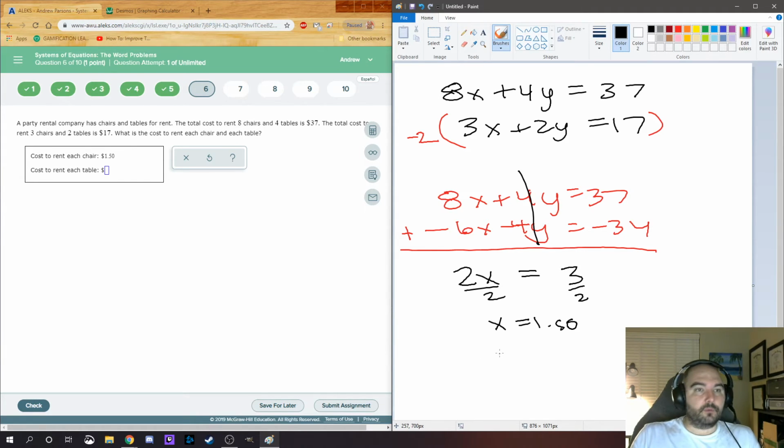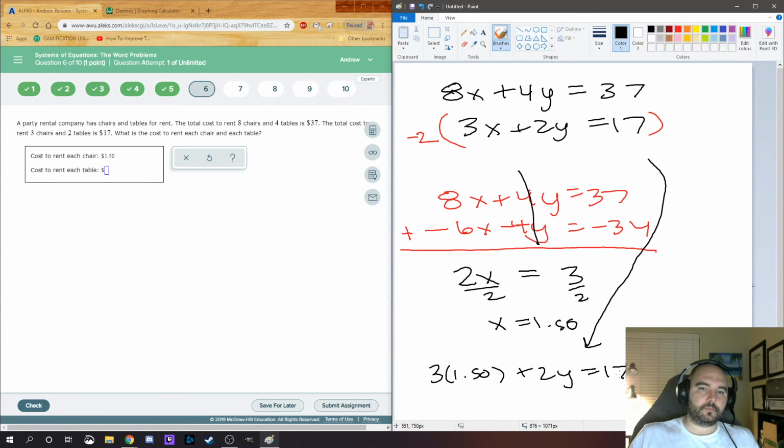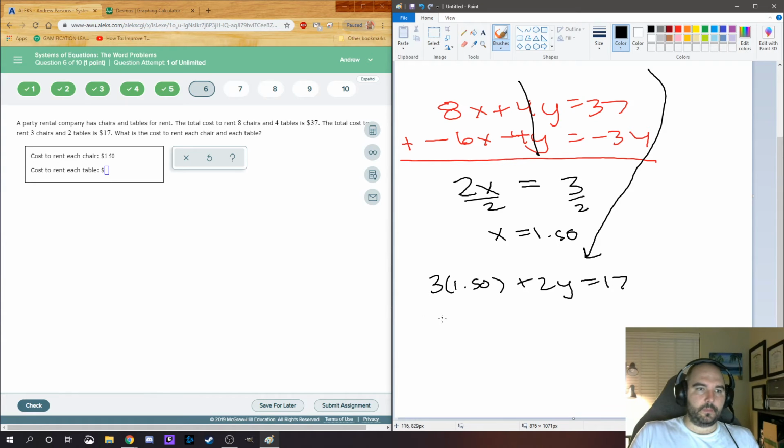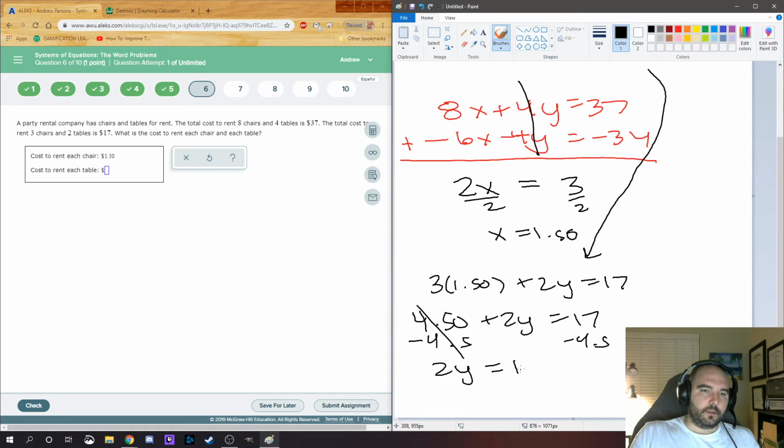If you want to use money, it would be appropriate to add an extra 0 at the end. Okay, now we go back and we find y. I'm going to use the second equation. 3x, I'm going to put 1.50 in for x. 3 times 1.50 is 4.50, plus 2y equals 17. And I minus 4.50. And then 2y equals 13. No, 12.5? Yes, 17 minus 4 is 13 minus 0.5. Yeah, okay. Math.